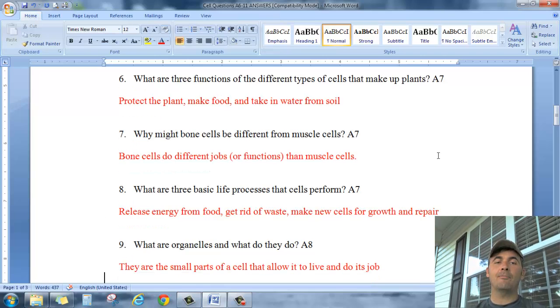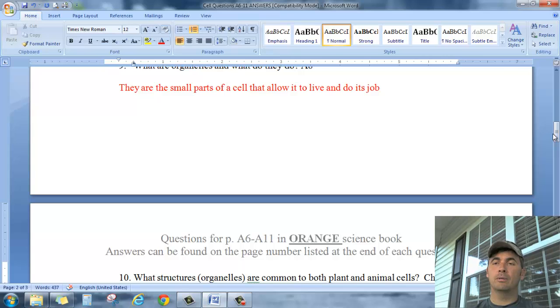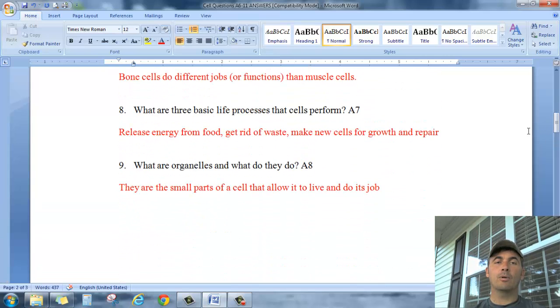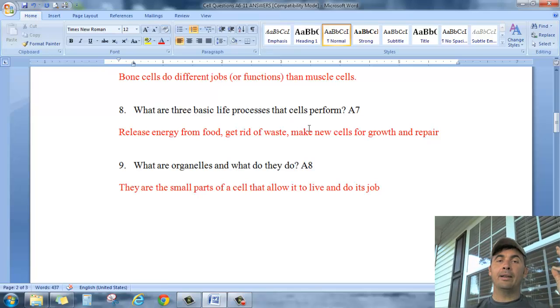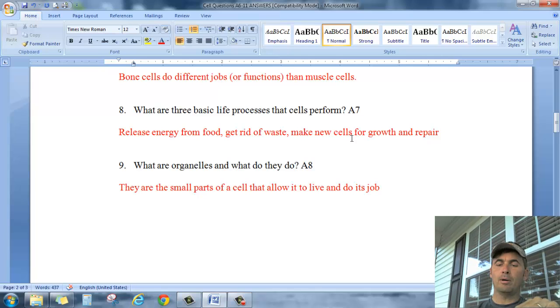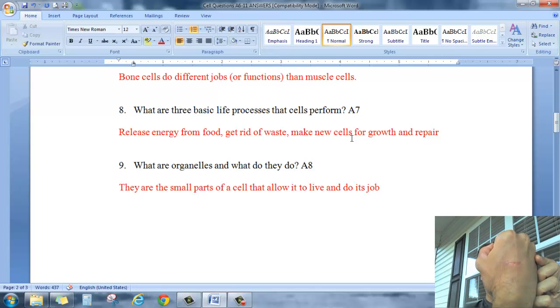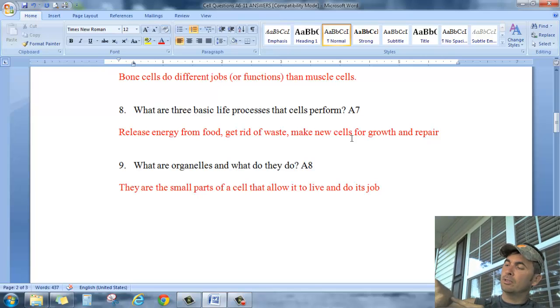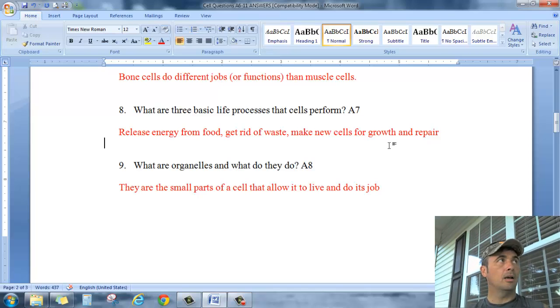Number 8. What are 3 basic life processes that cells perform? All right, get ready. Cells basically release energy from food, so the body can use it. They get rid of waste, and they also make new cells for growth and repair. I burned myself. Can you see that burn on my hand? And so right now my little cells are going to work and they are repairing. So that's a good thing.